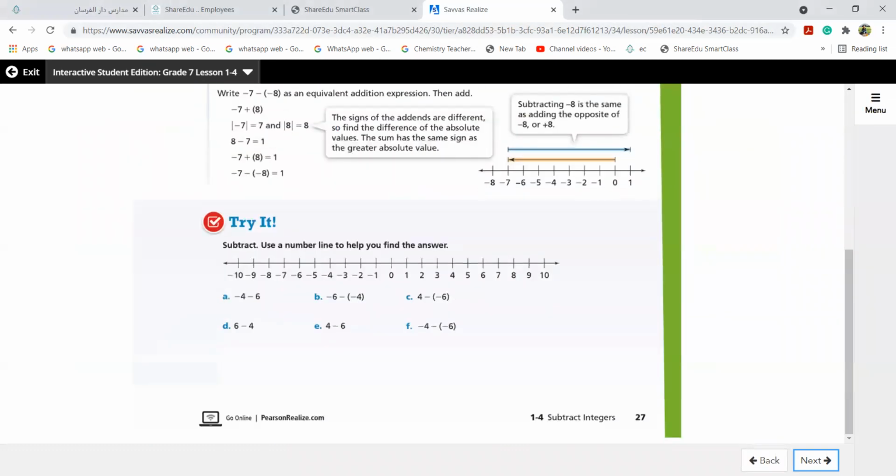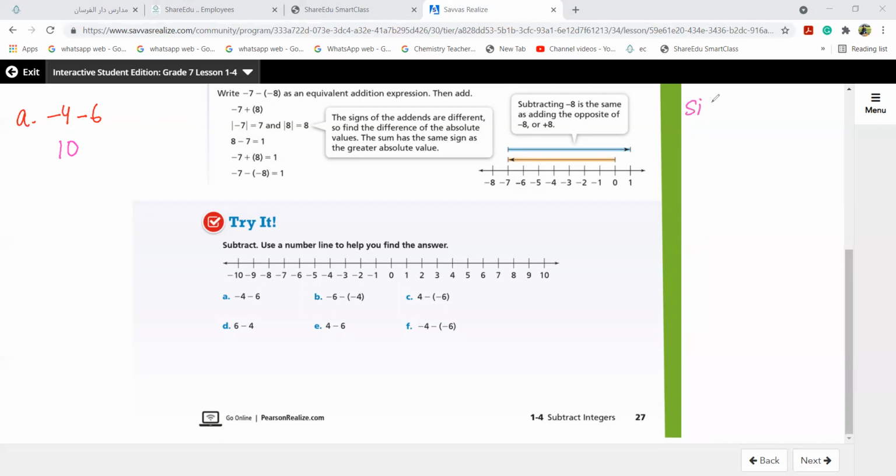Ghalia, leave the examples. Just tell me the first one, that is number A, minus 4 minus 6. What is the rule I have taught you? The same signs you have to add. On different signs you subtract. So it's 10 because you told me I have to add. How about the sign? No, you will take the sign of the bigger number.